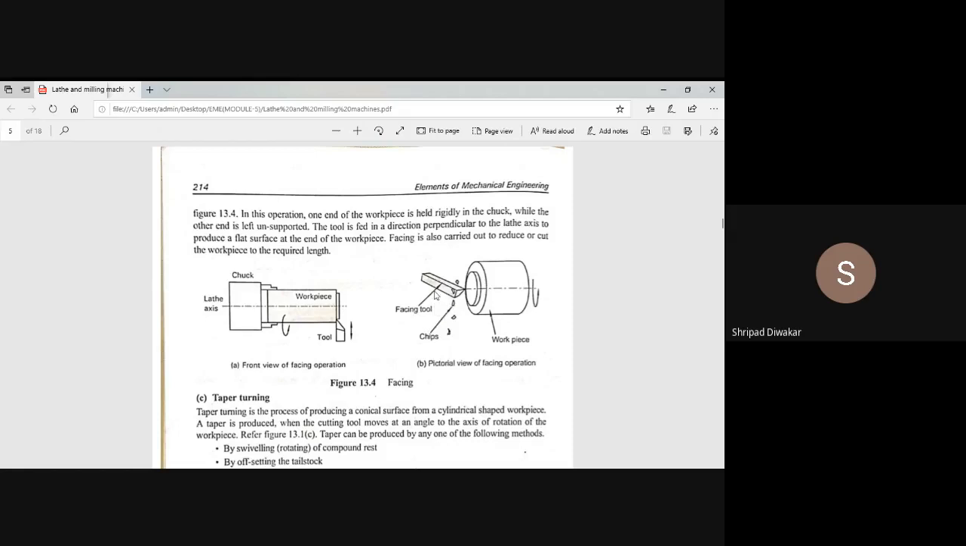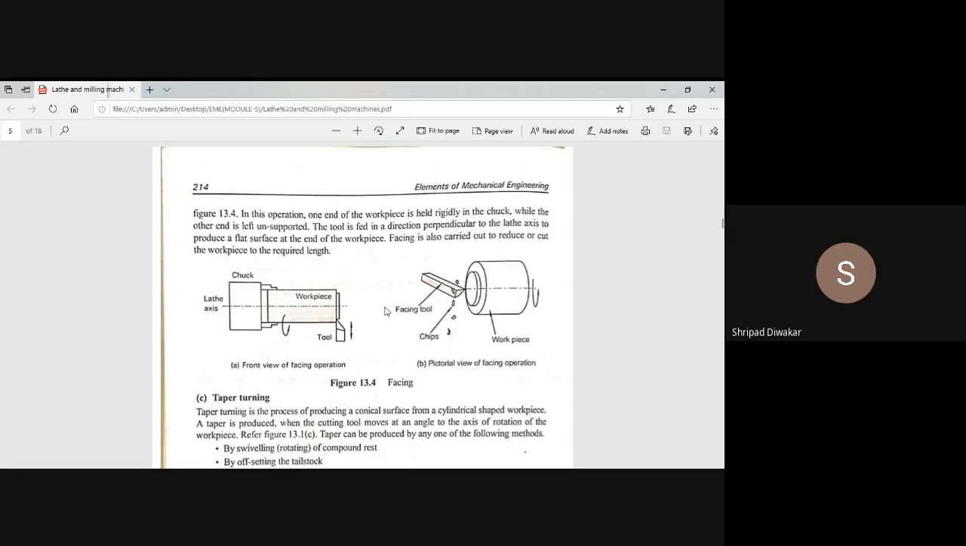What you are seeing is called a facing tool. We studied this in engineering materials. This cutting tool is usually made of carbide coated tips. Carbide tools are used for machining in lathe. Okay, so this is the second operation.